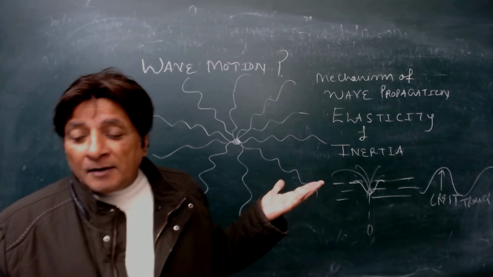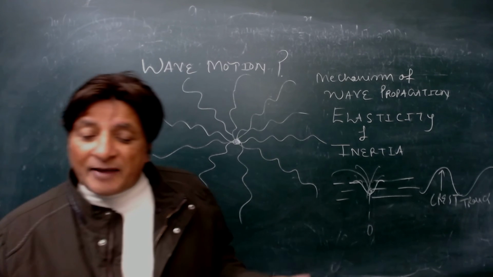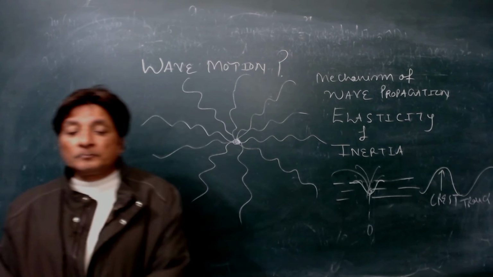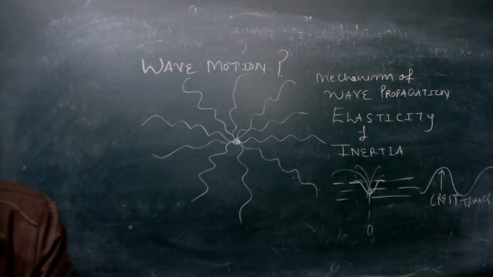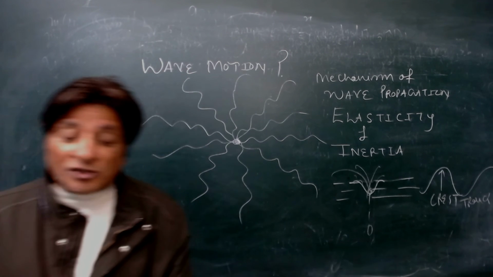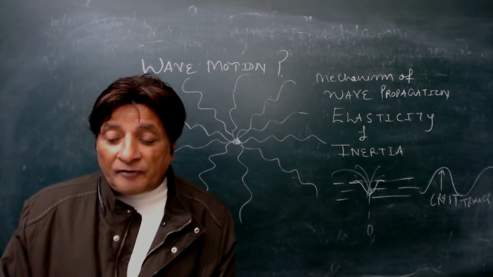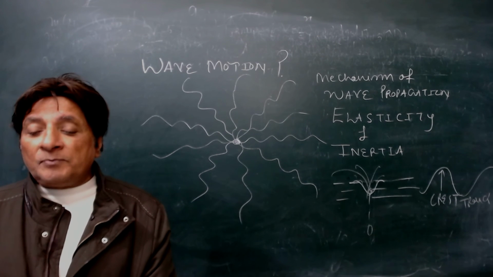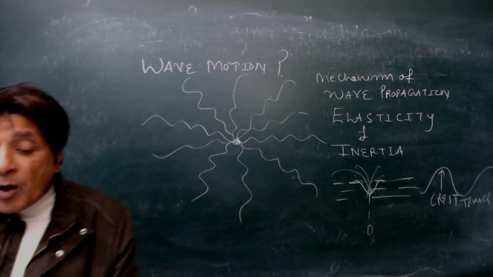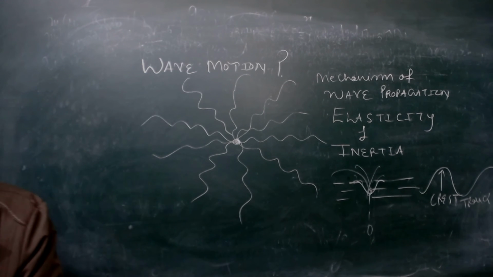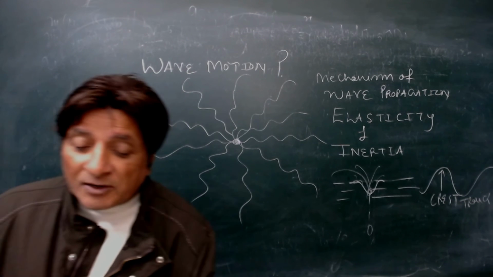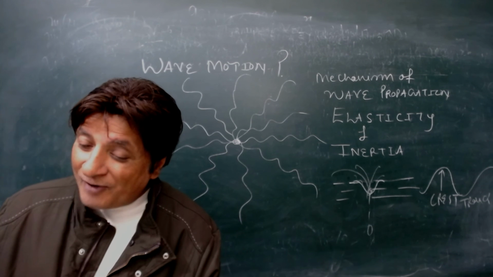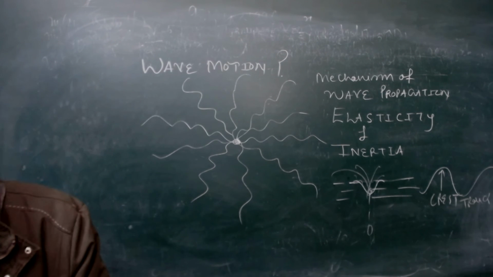Fourth point, examples of mechanical waves are water waves, sound waves, and waves in a spring. Fifth point, a material medium is very much necessary for the propagation of a mechanical wave. Sixth point, there are also some waves which do not require any material medium for their propagation. Such waves are called electromagnetic waves. Light waves are electromagnetic waves.